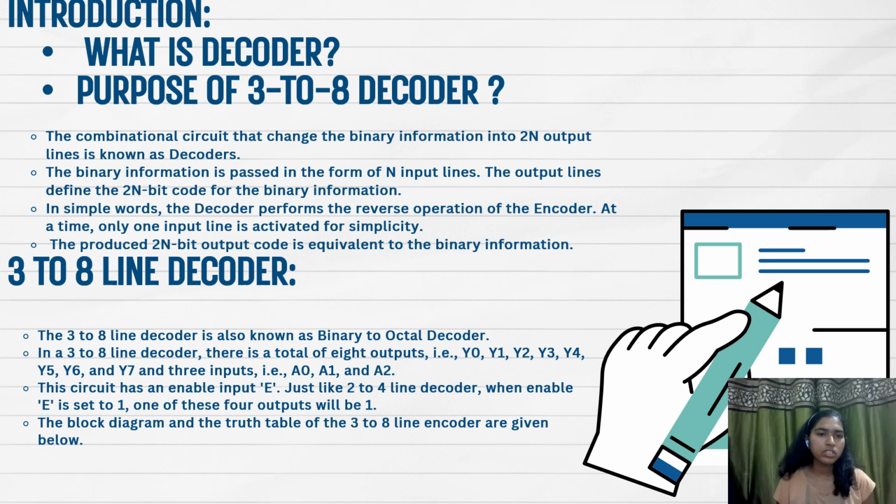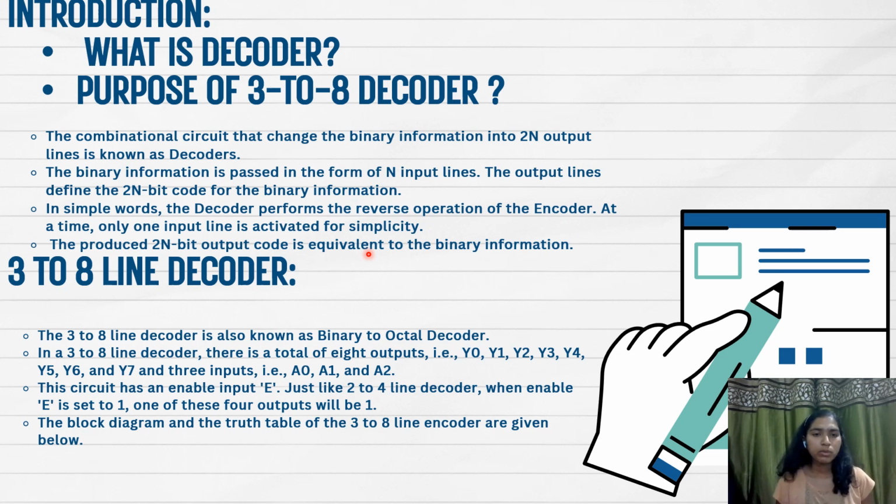First of all, we will see what is decoder. The combinational circuit that changes the binary information into 2^n output lines is known as decoder. The binary information is passed in the form of n input lines. The output lines define the 2^n bit code for the binary information. In simpler words, the decoder performs the reverse operation of the encoder. At a time, only one input line is activated for its simplicity. The produced 2^n bit output code is equivalent to its binary information.